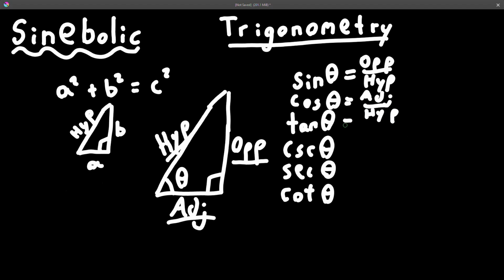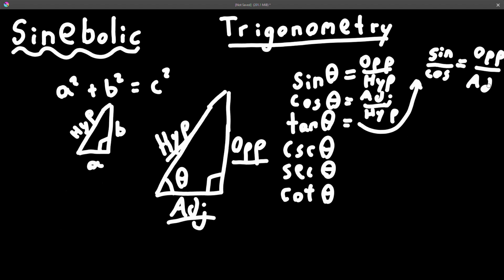Now, tangent theta is different, because tangent theta is sine theta over cosine theta, which cancels out both hypotenuses and leaves us with the opposite side over the adjacent side.